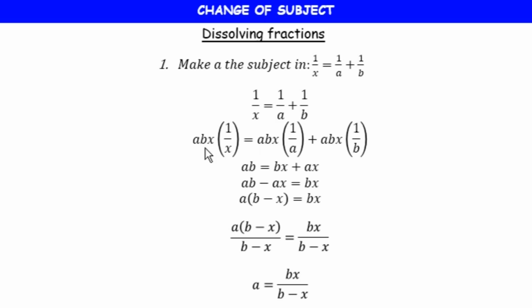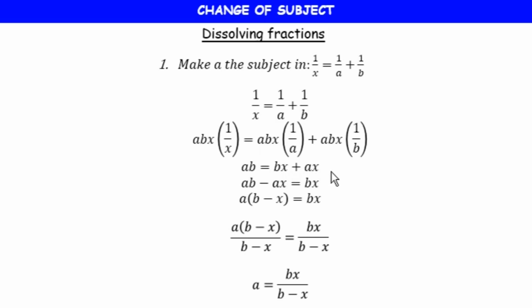So with the expression on the left hand side, abx times 1 over x, this x will eliminate this x here, leaving us with what? With ab. That's why you are seeing ab here. I believe you are getting it. When we have abx times 1 over a, this a is going to cancel out this a here, leaving you with only bx. That is why you are seeing bx here. And then finally, this b here is going to eliminate this b here, leaving you with ax. So we are now going to have a linear equation, ab is equal to bx plus ax, right?